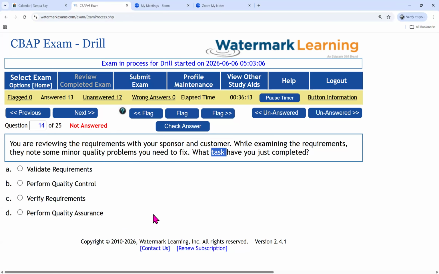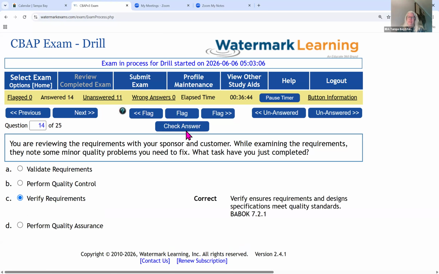B for Baltimore and D for Denmark. Right. Those two are not tasks in the BABOK or in this chapter. So we have validate or verify. Which one do you think is the correct answer? The verify. Because it ends with a Y, we know that this is talking about quality, and we're working on quality here. Verify ensures requirements and design specifications meet the quality standards. Thank you, Jose.